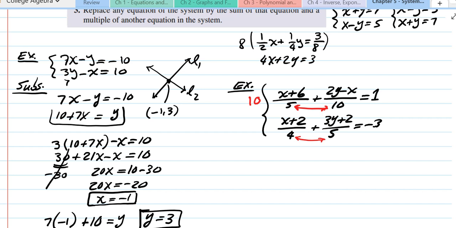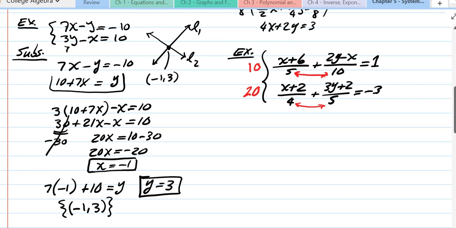The second equation, I'm going to multiply by the LCD of 4 and 5, would be 20, right? Least means the smallest multiple of those is 20. The other multiples would work, but we want the smallest. We don't want, for example, to multiply the equation by 100. That just makes the numbers too big.